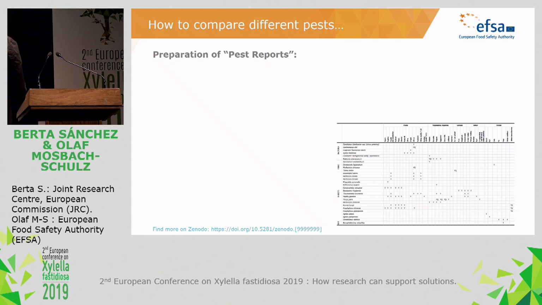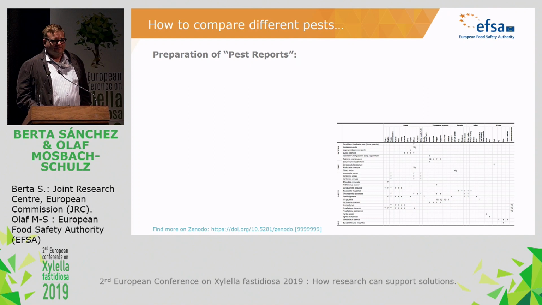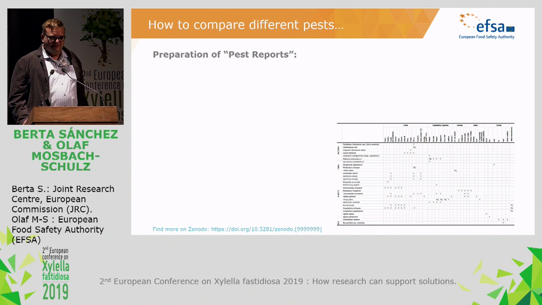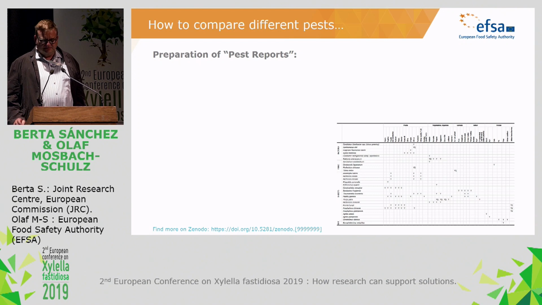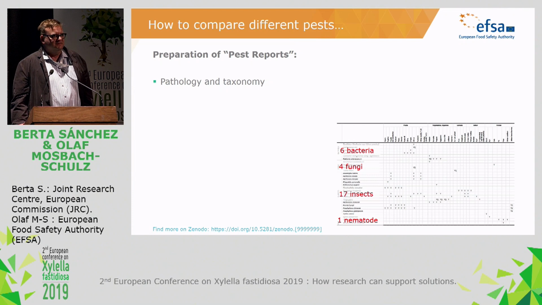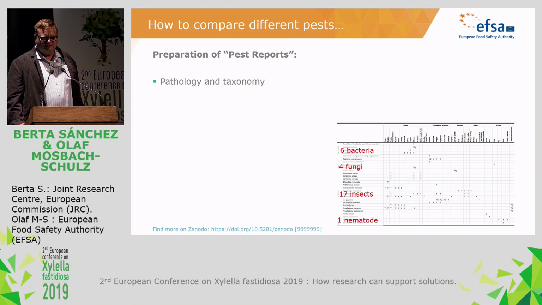Good morning also from my side. As Berta told you, EFSA was supporting this project with the plant health information. And so our question was related to the pests, how to compare these pests. And the task was really to look at 28 different pests. So we had 17 insects, six bacteria, fungi, and one nematode.